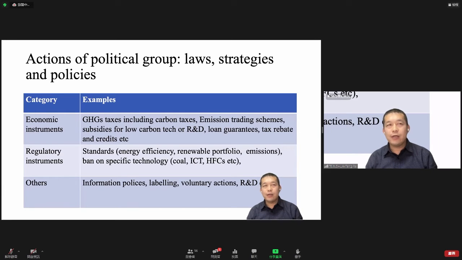And the second part is regulatory instruments, which China always uses, including standards, could be emission standards, technology standards, or performance standards, or a ban on specific technology. For example, to ban the HFC, which is one of the ODS, and also contributes to greenhouse gas emission. And the third category is generally about information policies, energy labeling, voluntary actions, and also research and development policies.